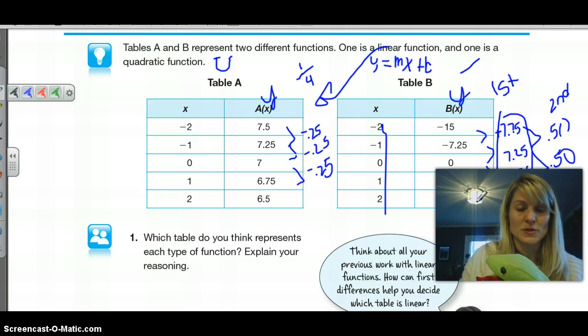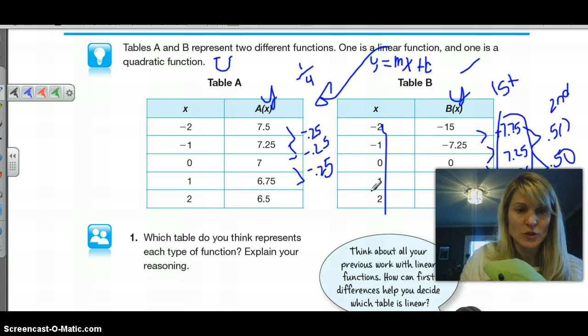So that's what you need to be able to do tomorrow. You'll be able to find the first differences. If they're the same, it's a linear function. If the first differences aren't the same, go ahead and find the second differences. And if the second differences are the same, then you know it's a quadratic. If these are not the same, then it's neither linear nor quadratic. It will be something else.